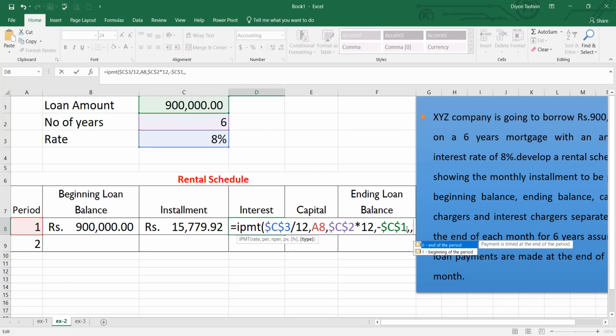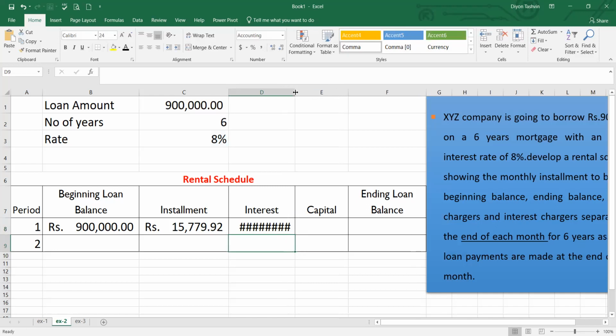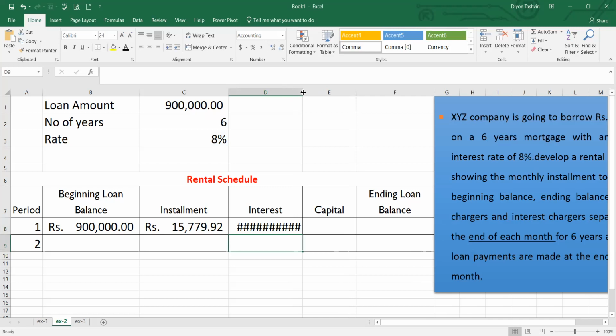Now you have to enter the time. Time means the payment term, whether we are going to pay at the beginning or at the end. Since this question refers to the end of the period, we have to put 0 here. Then you have to close the bracket. Then you can see the inbuilt formula of Excel has calculated the interest.